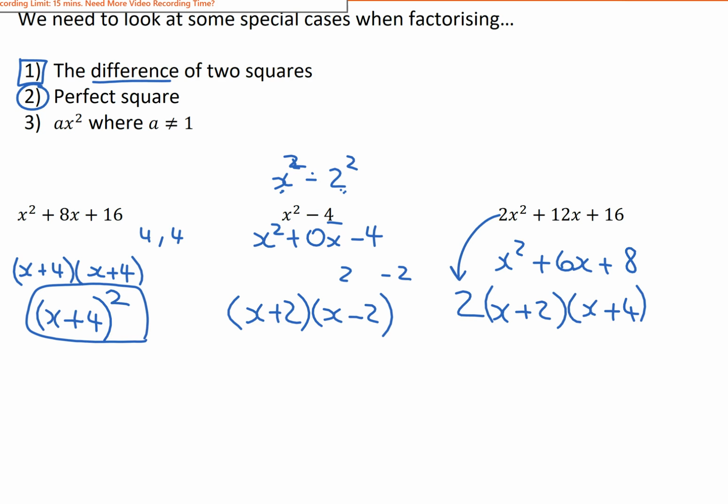What do you do? You are taking the factor of 2. Everything there has a factor of 2 in it, doesn't it? So I'm taking that factor up the front. Okay? And then I am factorising my quadratic as I normally would do. Okay? Any questions with those ones?